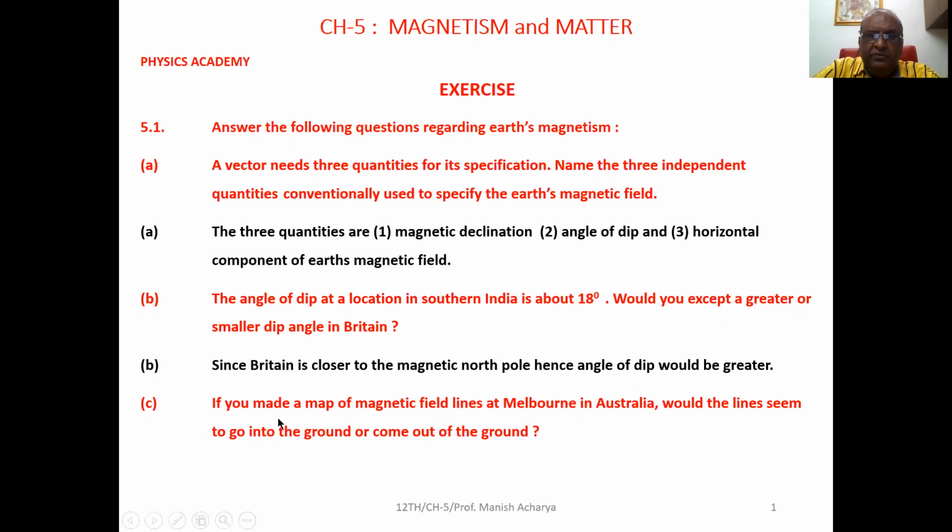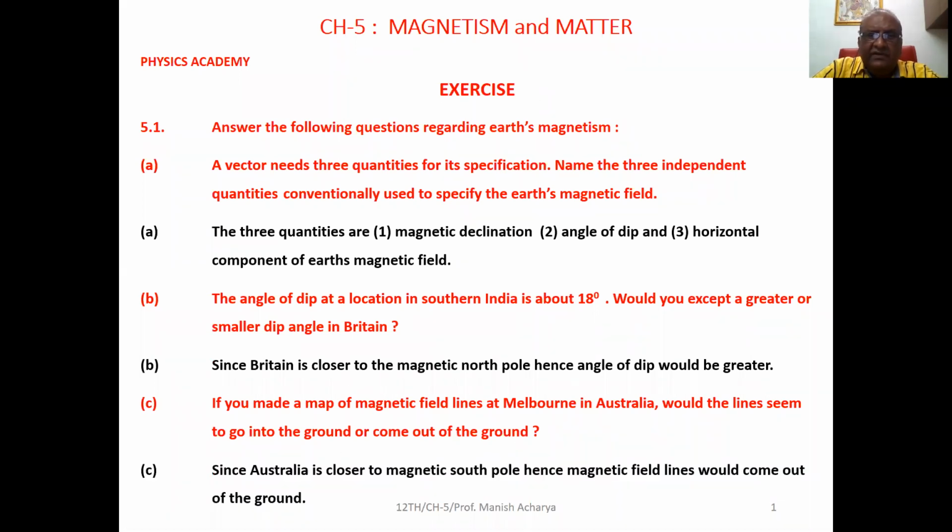C, if you made a map of magnetic field lines at Melbourne in Australia, would the lines seem to go into the ground or come out of the ground? Since Australia is closer to the magnetic South Pole, hence magnetic field lines would come out of the ground. Okay.